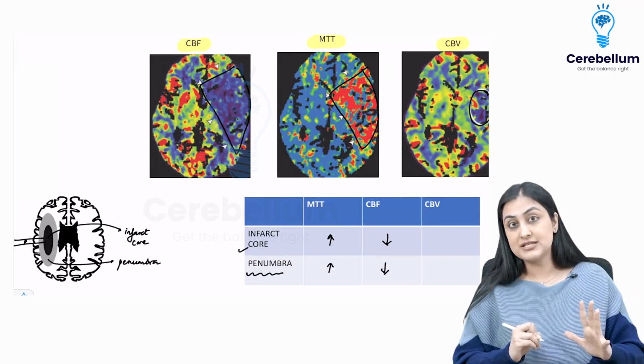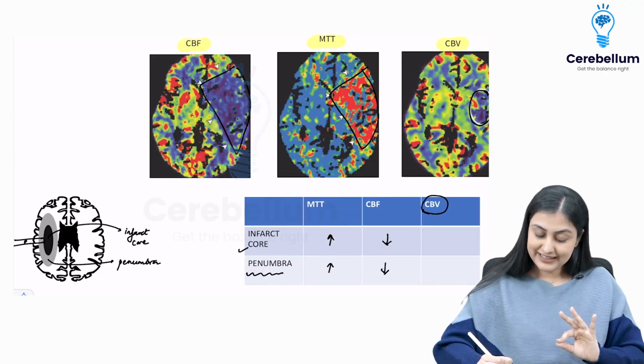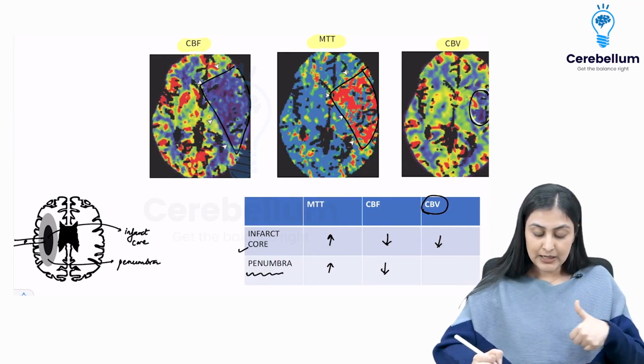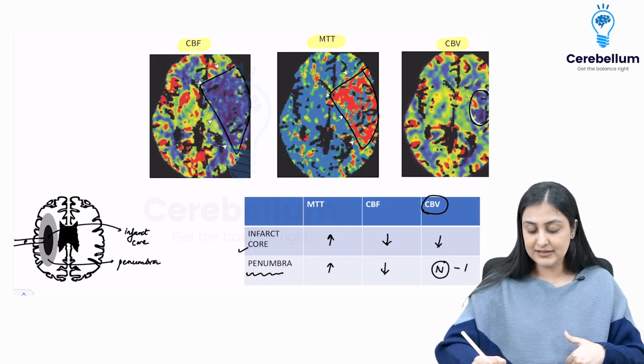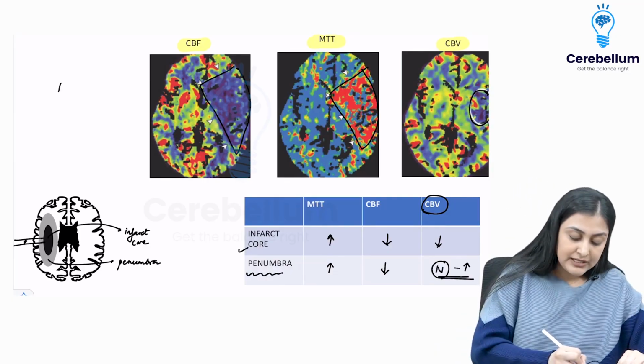So how we distinguish it is on the basis of cerebral blood volume. Infarct core definitely results in reduction of blood volume, but in the penumbra, this volume is going to be maintained. In fact, it can also be increased. Okay, so what we look for is a mismatch.